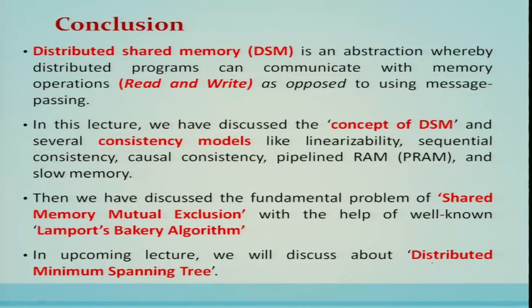Conclusion: distributed shared memory is an abstraction whereby distributed programs can communicate through memory operations, that is, read and write, as opposed to using message passing. In this lecture, we have discussed the concept of distributed shared memory, and we have also seen several consistency models like linearizability, sequential consistency, causal consistency, pipelined RAM, and slow memory. We have also discussed the fundamental problem of shared memory mutual exclusion with the help of Lamport's Bakery algorithm. In the upcoming lecture, we will discuss the distributed minimum spanning tree. Thank you.